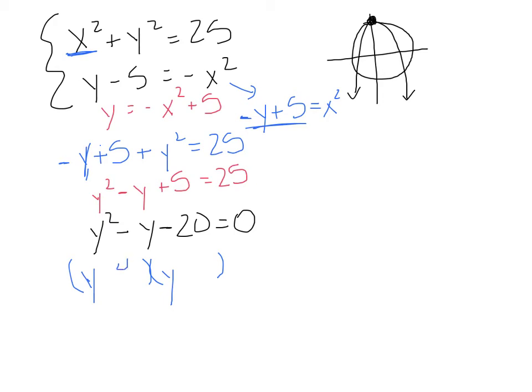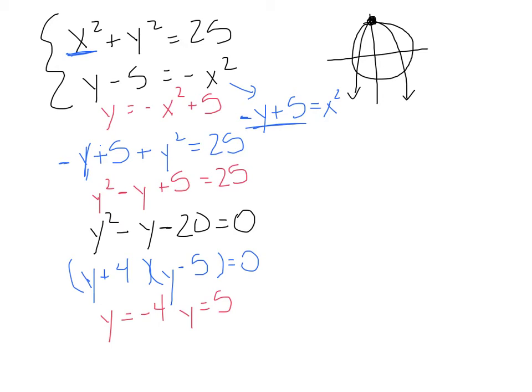Probably going to be 4 and 5. And which one would be negative? 5. So this means we have two solutions. We have the solution of y equals negative 4, and we have y equals 5. Now these are only parts of the solutions to these problems because we're looking for points.